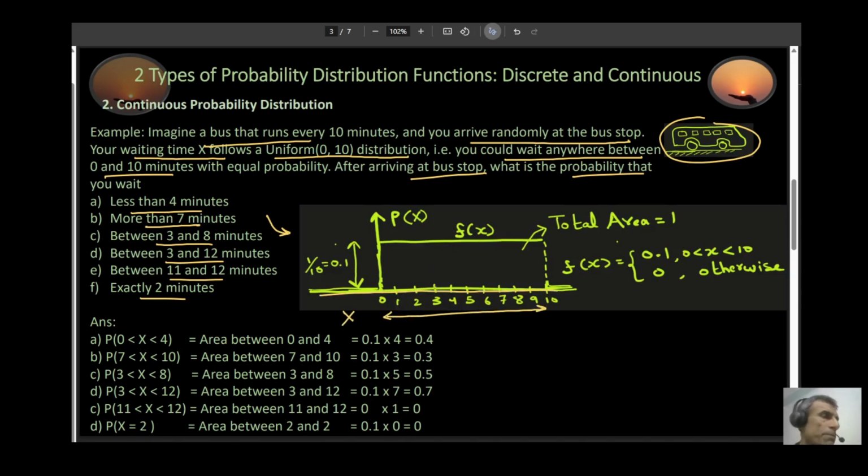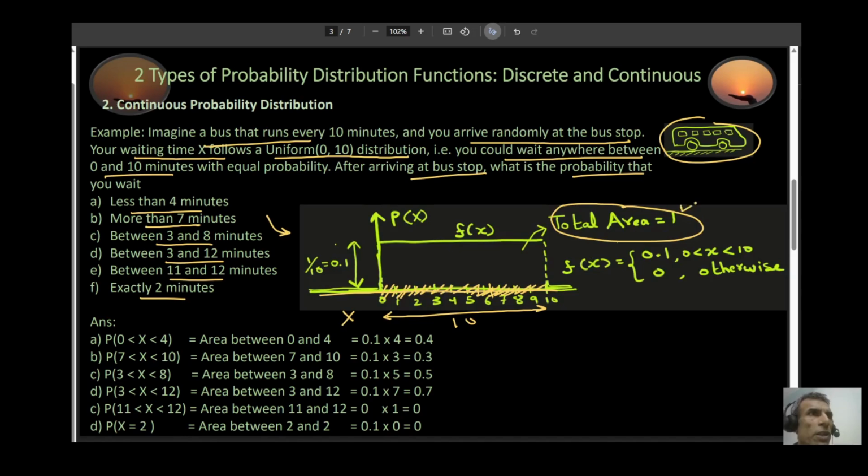Now, you know your total area, right? The total area is equal to 1. Based on what you know, your total area is 1 and this width is equal to 10. By the way, your waiting time could be 0.1, could be 1.2, could be any one of these values. It doesn't have to be an integer value, it can be decimal values too. So it could be 6.1, 5.1, any one of these values.